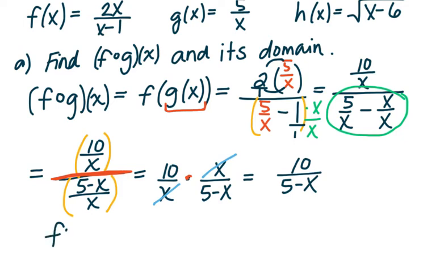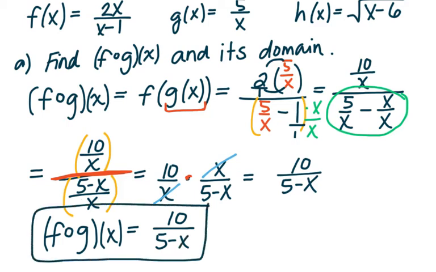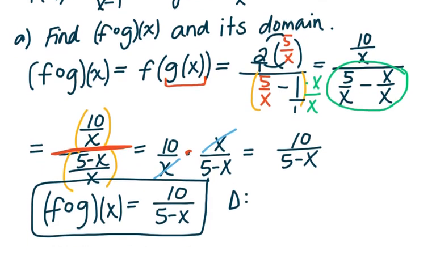So we can say that f of g of x, which is what we were originally asked to find, is equal to 10 divided by 5 minus x. This is the first part of the problem, which was to find the composition. But you'll notice it also asks us to find its domain. When you're working on the domain of a composite function, you're going to need to consider two different parts. First, just look at the result here, my composite function, which is 10 divided by 5 minus x.